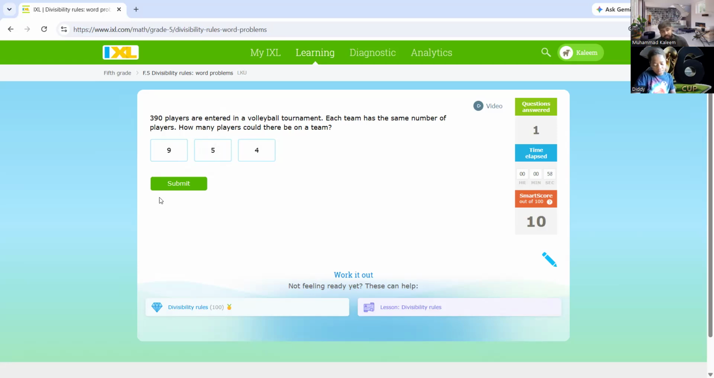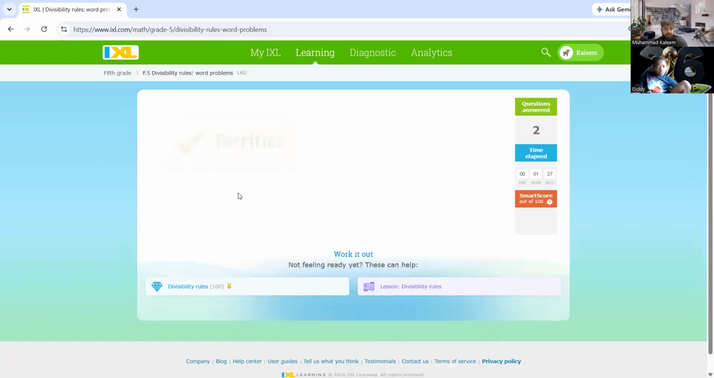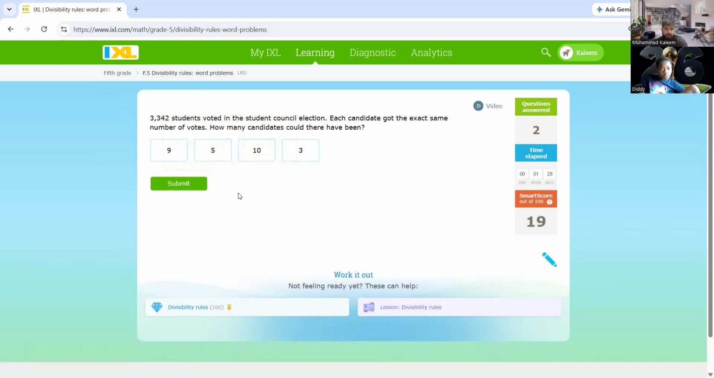Did I have to explain this one? Test the divisibility rule for it. Is this number divisible by 9 completely? No. Can we divide 390 players into 9 equal parts? No. So obviously 5. Yes, we can make 5 teams with an equal number of players, but not 4.